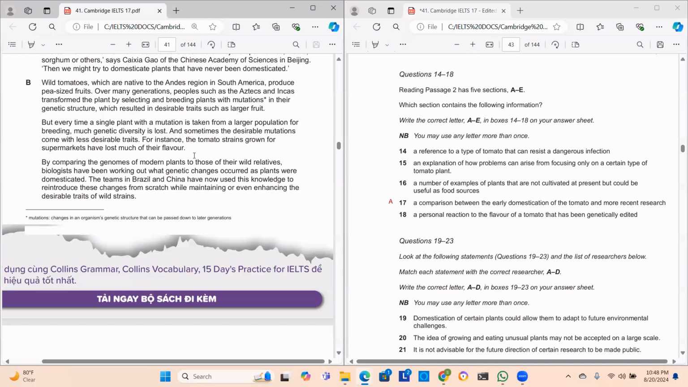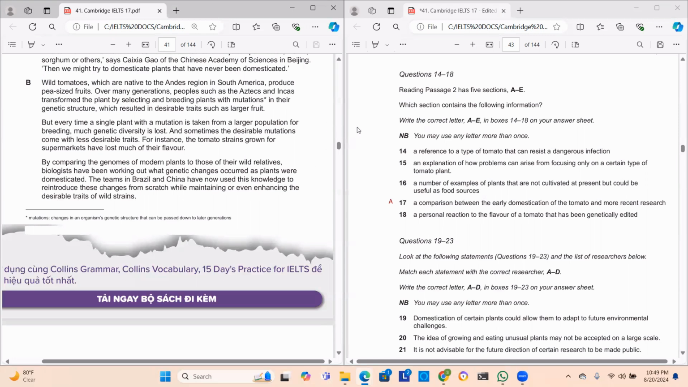By comparing the genome of modern plants to those of their wild relatives, biologists have been working out what genetic changes occurred as plants were domesticated. The teams in Brazil and China have now used this knowledge to reintroduce these changes from scratch while maintaining or even enhancing the desirable traits of wild strains. Okay.